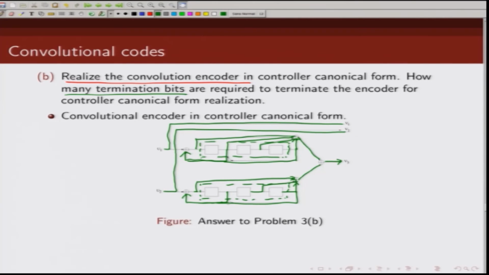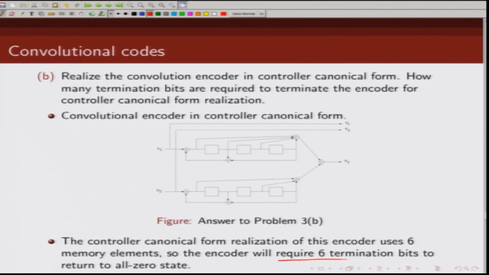So, in the controller canonical form realization, to bring the first shift register to all 0 state, we would require 3 bits, because we have 3 memory elements here, 1, 2 and 3. Similarly, for this shift register we require additional 3 bits. So, 4, 5, 6. So, total we require 6 termination bits, 3 to terminate this encoder and 3 to terminate this encoder. So, we require 6 termination bits.